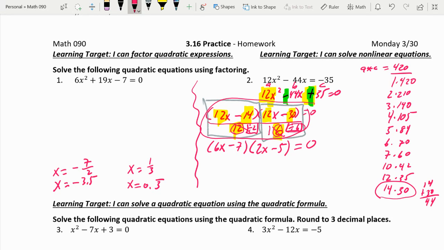Now we just solve like you did in these problems. All right. So you have 6x minus 7 is equal to 0. 2x minus 5 equals 0. Set each one of those factors equal to 0 and solve. I'm not going to go through it. I'm running out of room here, like always. But you solve it for x. Hopefully you can do this without screwing it up. 7 over 6, 5 over 2.